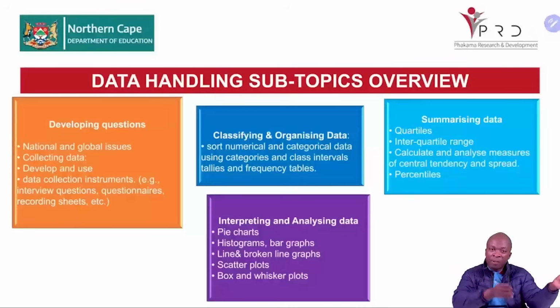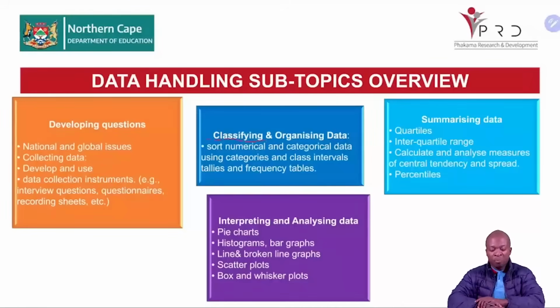Then we come to, after you've collected data, they will be asking you questions on how to classify and organize data using numerical and categorical data, as well as class intervals and frequency tables. Then from there, now you summarize your data using quartiles, interquartile range. You have to be able to calculate and analyze the measures of central tendency. We are talking of mean, median, mode, as well as measures of spread. You're talking of range, quartiles, interquartile range, and percentiles.